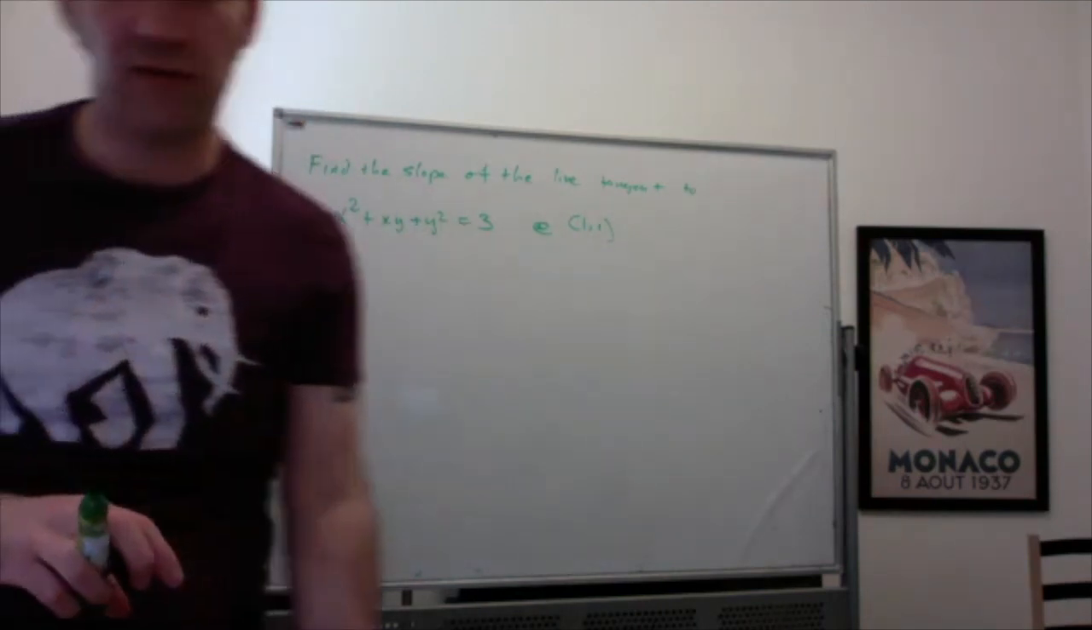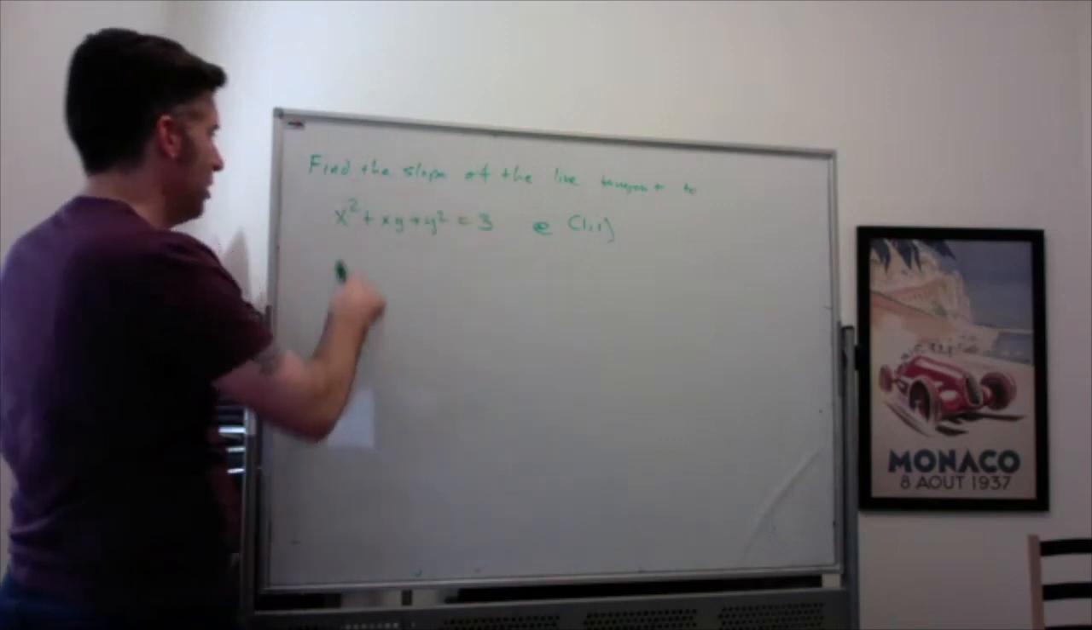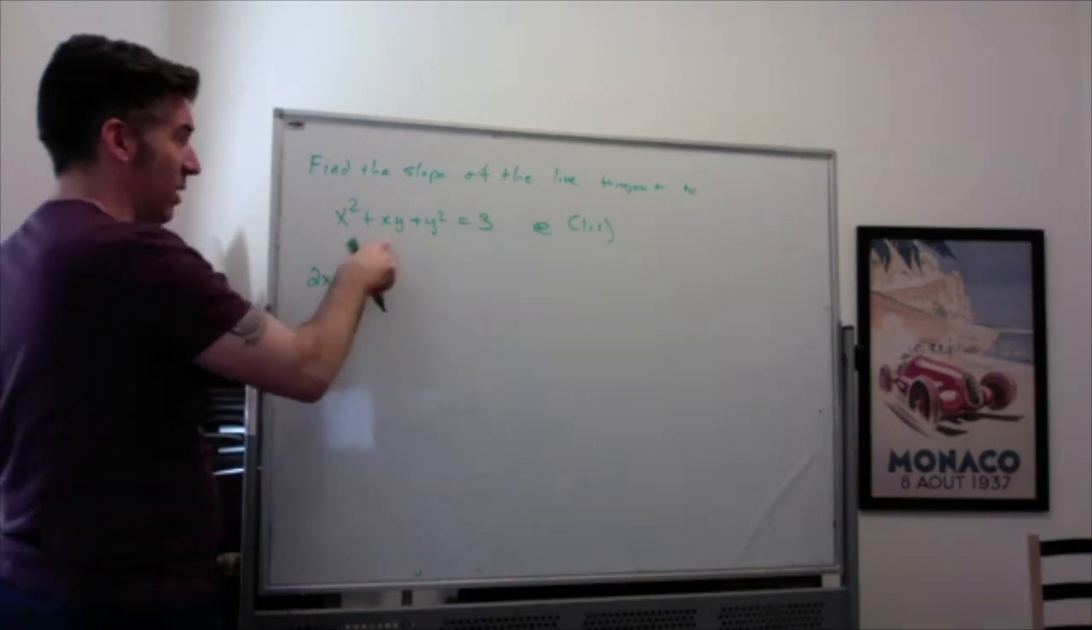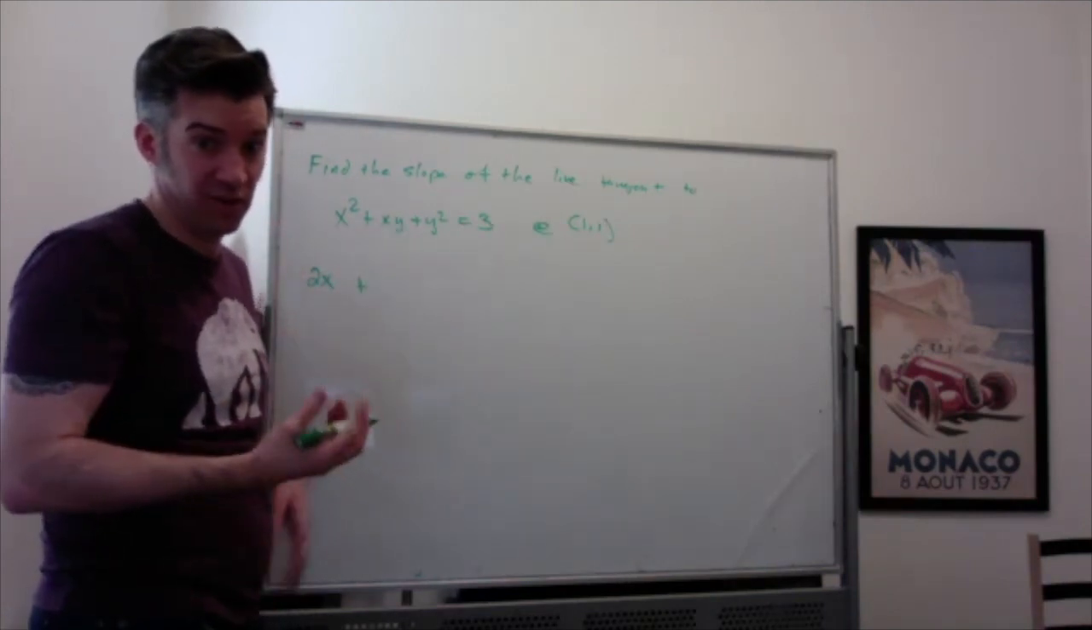And so we're going to start off as usual. We're going to take the derivative of both sides. So taking the derivative here, the derivative of x squared is 2x. Derivative of xy, I'm going to have to use the product rule, right? Because it's one function times another function. There's no way to simplify that.